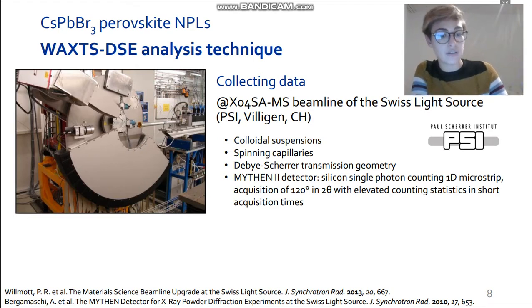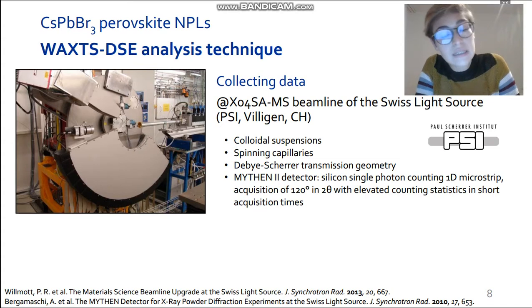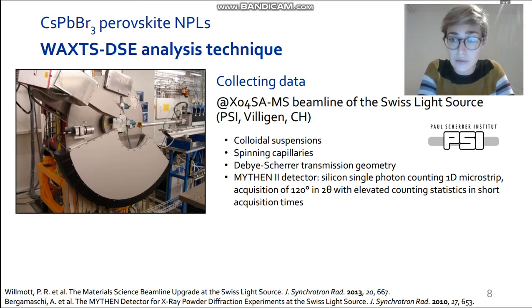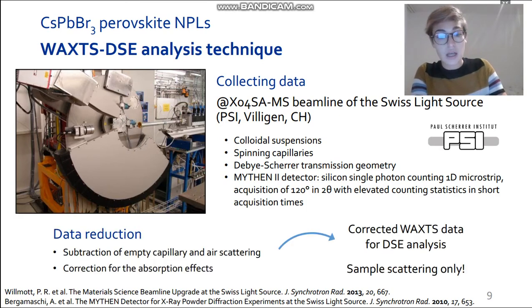morphology, and defectiveness. WAXTS measurements have been performed using a synchrotron source on colloidal suspensions at the Material Science beamline of the Swiss Light Source at Paul Scherrer Institute, using a Debye-Scherrer transmission geometry setup, spinning capillaries filled with suspension, and a MYTHEN detector. After collection, a data reduction procedure has been applied to the raw data, consisting of correction of absorption effects and the subtraction of the extra-sample scattering contribution coming from capillaries and air.